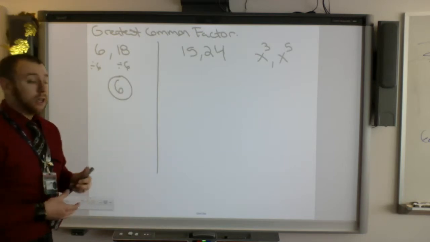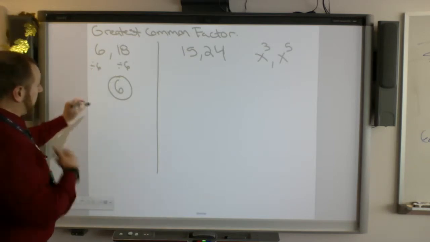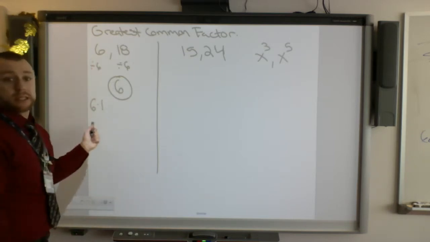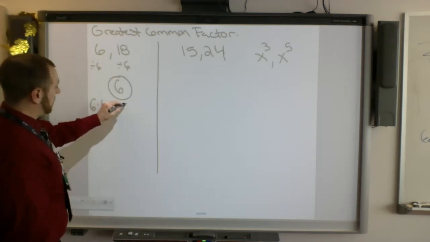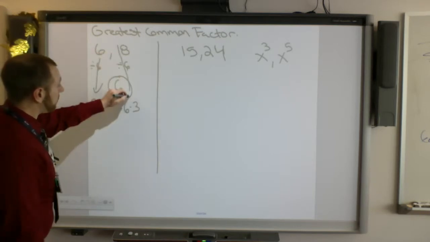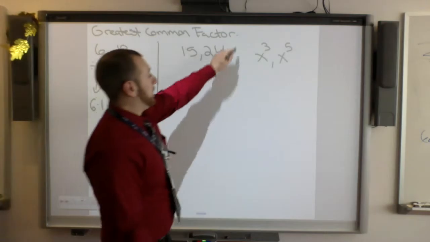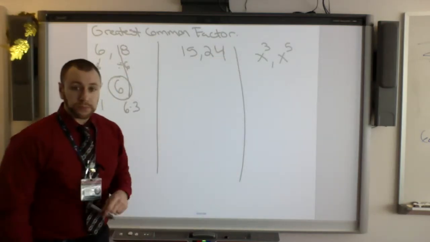A factor is a number that we can multiply to make other numbers. So in this case, 6 is really 6 times 1, and 18 is 6 times 3. You notice in both of these, 6 is common.